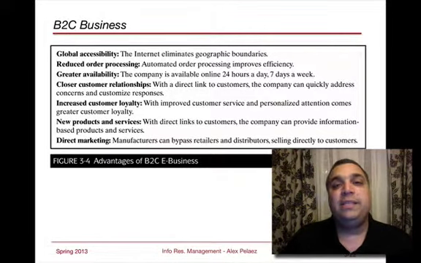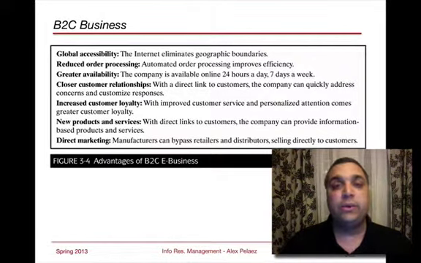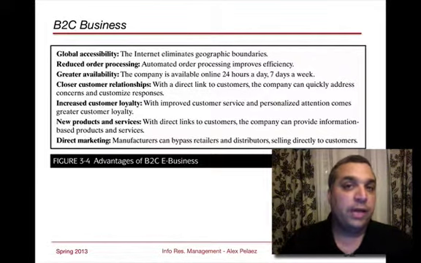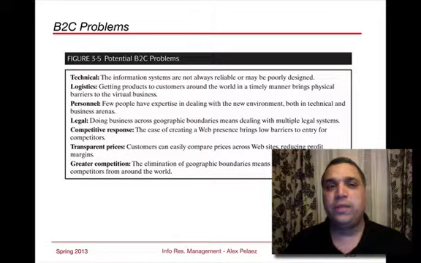And these things are important for a company because they couldn't do them before. And you can go through the list and go through your book to see the other types of more details of why it is advantageous to be in a B2C market. But it also has some problems.